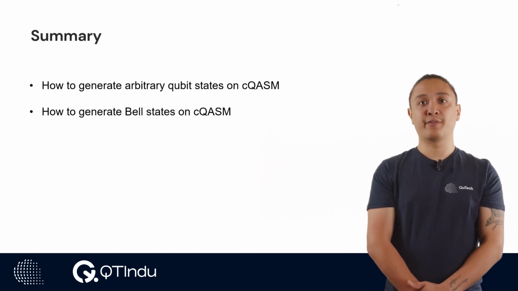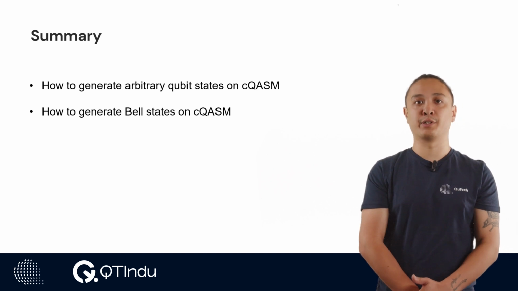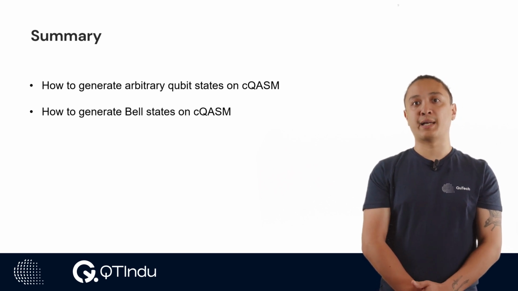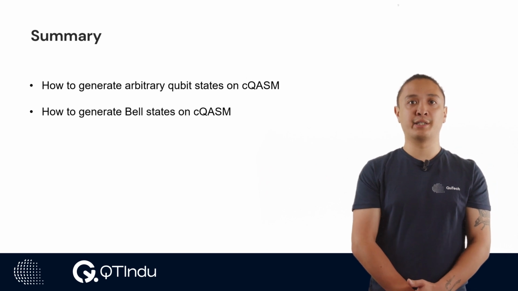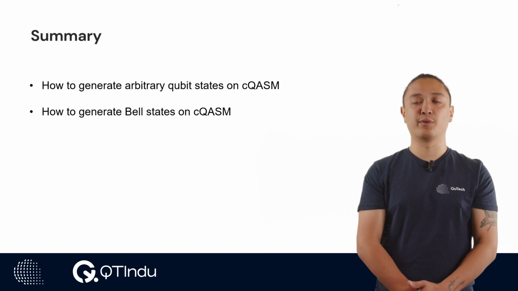To summarize, we have covered how to use cQASM to implement 2 basic examples of quantum circuits. The first example was to generate an arbitrary qubit state, and the second was to generate a Bell state. Next time, we will cover how to implement the quantum Fourier transform.